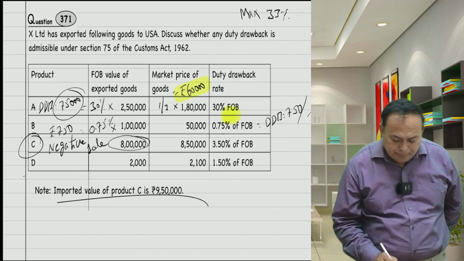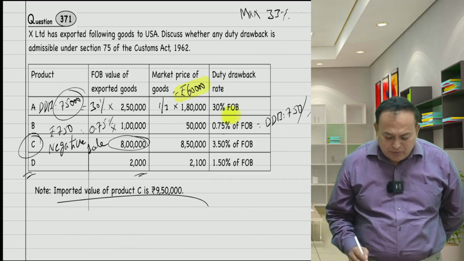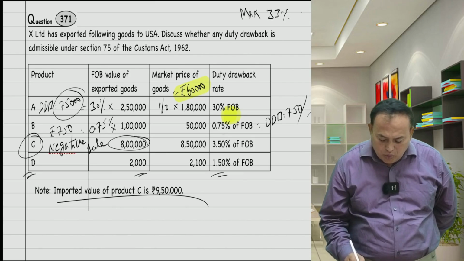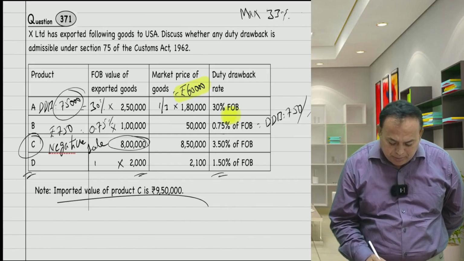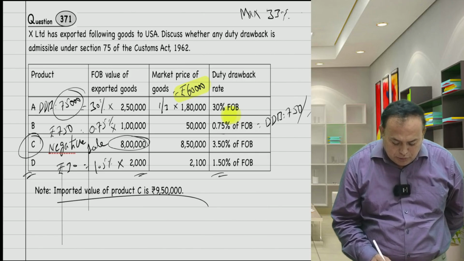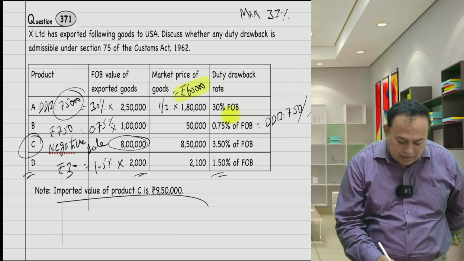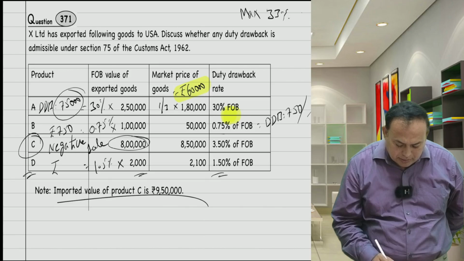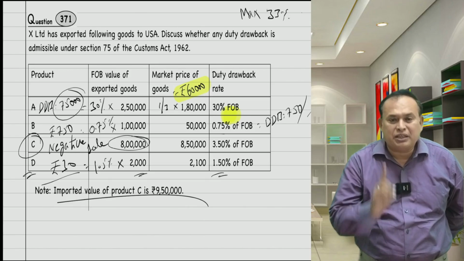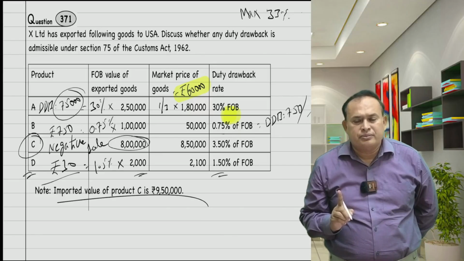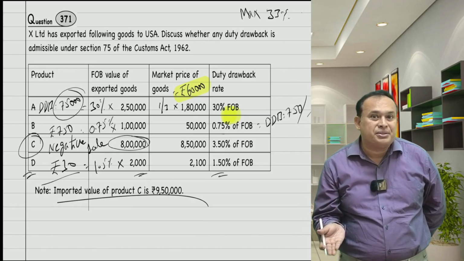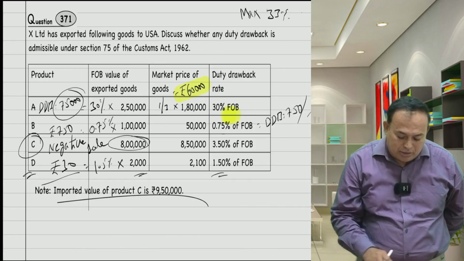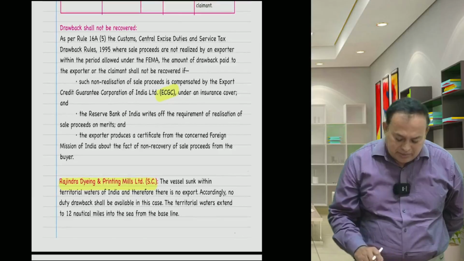Then product D, 2,000 export value, FOB, 1.5%. 1.5% means 1% is there, minimum 1% is there. So here 1.5% is equal to how much? Rupees 30. Duty drawback allowed? Not 500, sorry. Duty drawback 30 rupees, allowed or not allowed? Not allowed. Why not allowed? Less than 50 rupees.